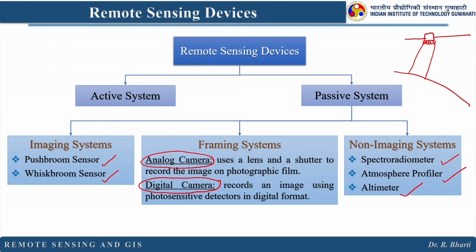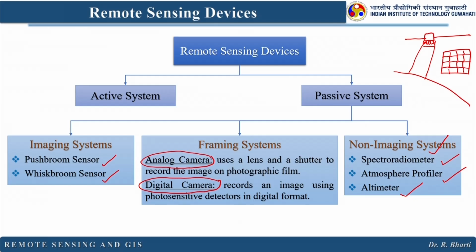So, in the case of space-borne satellites, we have many detectors attached here, right? And simultaneously they can see our ground surfaces and the resultant imagery will have pixels, right? So, we can easily generate the image. So, this is the imaging system.